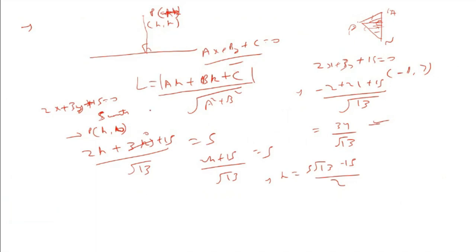Correct. So what they are saying is that the distance should be 5. So basically this value should be 5, which means this internal value could be either 5 or minus 5. So 2h plus 15 upon root 13 could also be minus 5, in which case h would be minus 5 root 13 minus 15 over 2. So there are two such points on the x-axis. This point would be this comma 0, and this point would be this comma 0. There are two such points on the x-axis that are equidistant from this line.